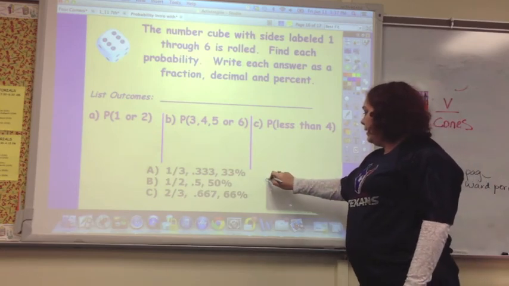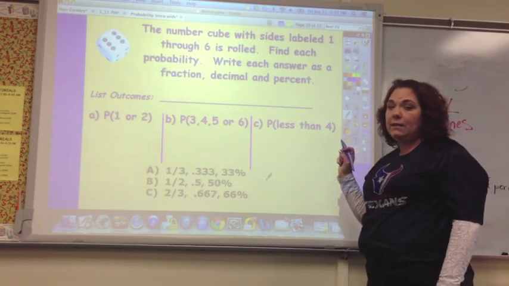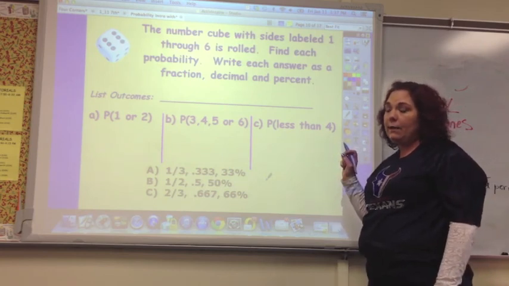And go ahead and put these in your notes, and you'll vote on this for class to make sure that you understand this concept of probability.